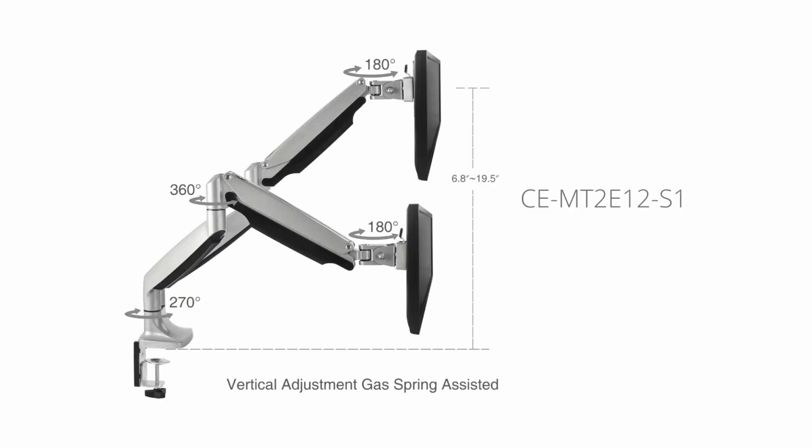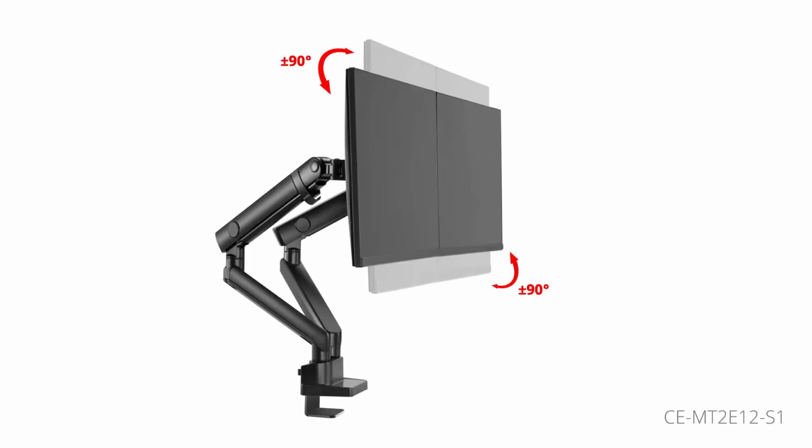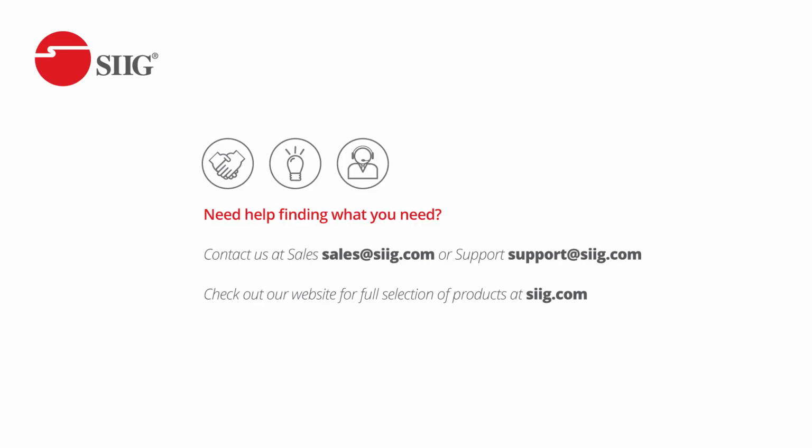Our gas spring mounts lets you adjust the different angles to help you change screen viewpoints, and you can also change from landscape to portrait, so when you're viewing like spreadsheets, you can also change that to viewing documents that are in letter format.